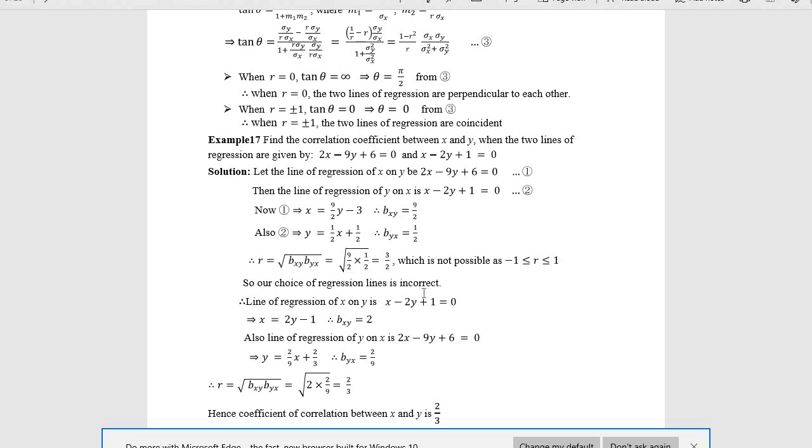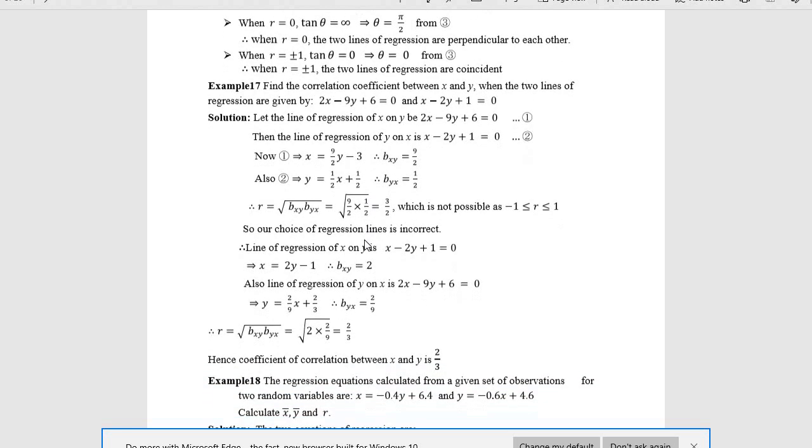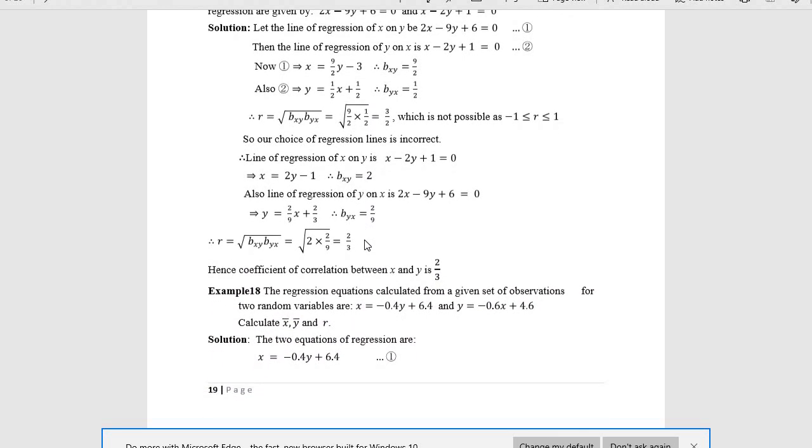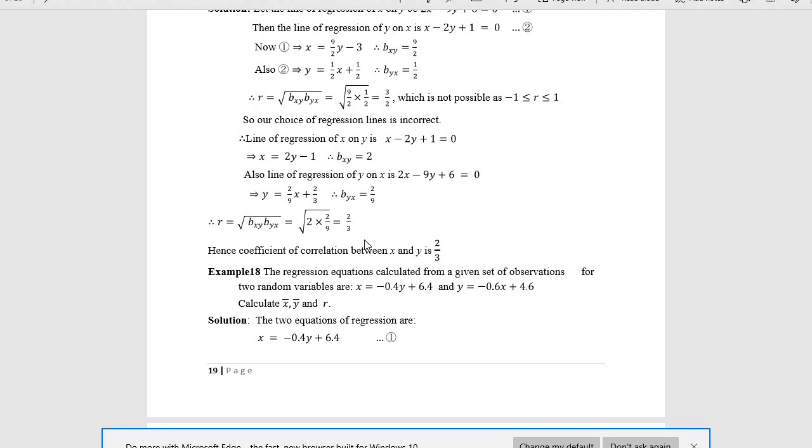So our choice of regression lines is incorrect, because r always lies between minus 1 and plus 1. So for the first equation, our choice is wrong, because r must be between minus 1 and plus 1. So consider the first equation as y on x. Earlier we had taken x on y. This is y on x, so automatically the second equation will be x on y. That way the slopes and the regression coefficients will change. The r value will be 2 by 3, which is 0.66, between minus 1 and plus 1. In our earlier choice, it crossed the limits: 3 by 2 is 1.5, which is not in the range minus 1 to plus 1.